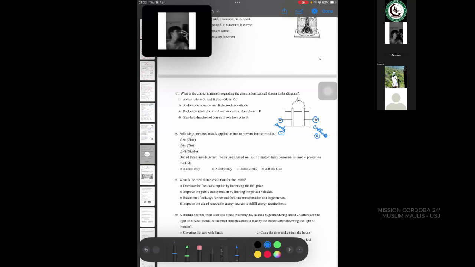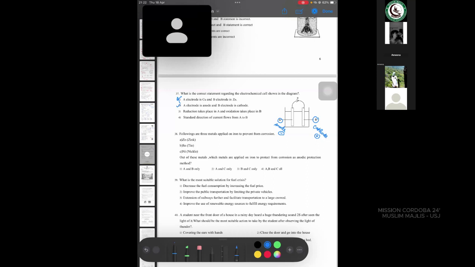Right, B to A, good. Now A is copper and B is zinc. Do you agree with this? No. Wrong. Next. A is anode, B is cathode. Is it correct or wrong? Correct. First one is wrong, second one is correct. Reduction takes place in A and oxidation takes place in B.